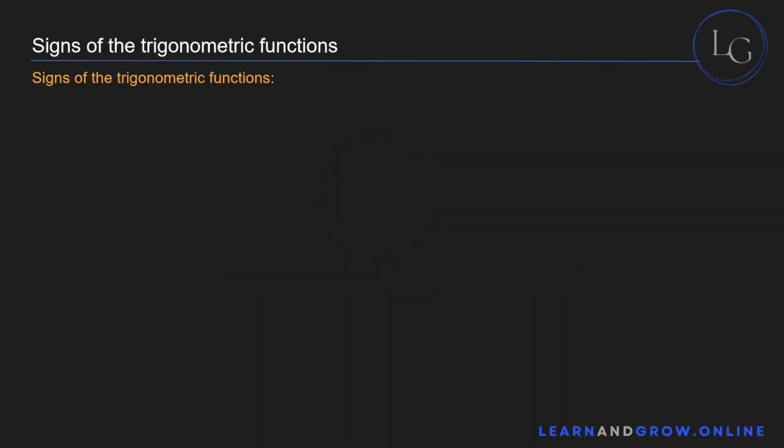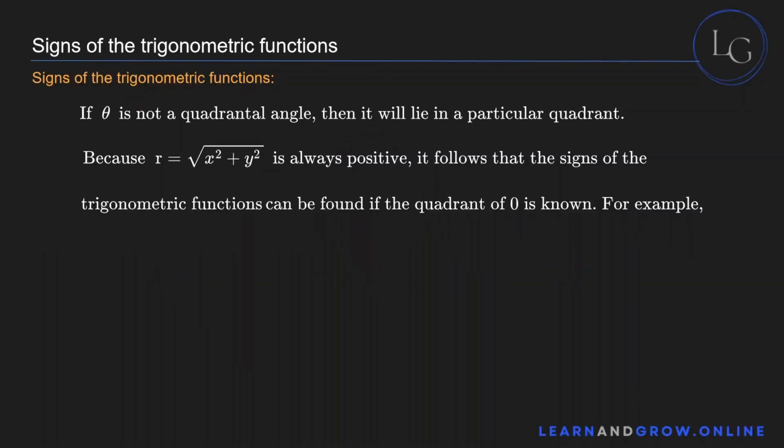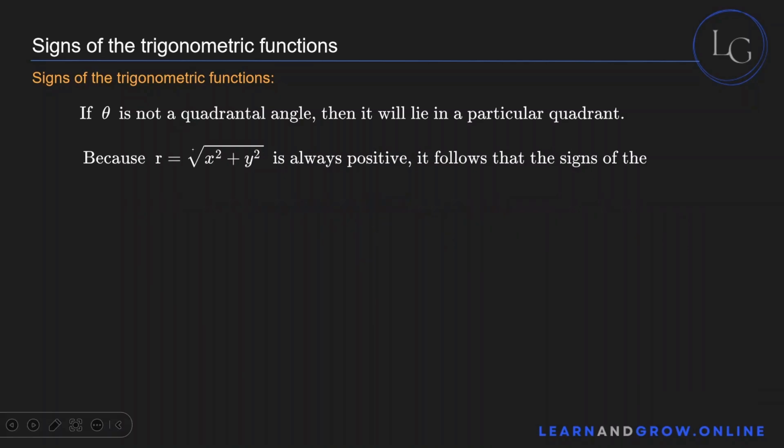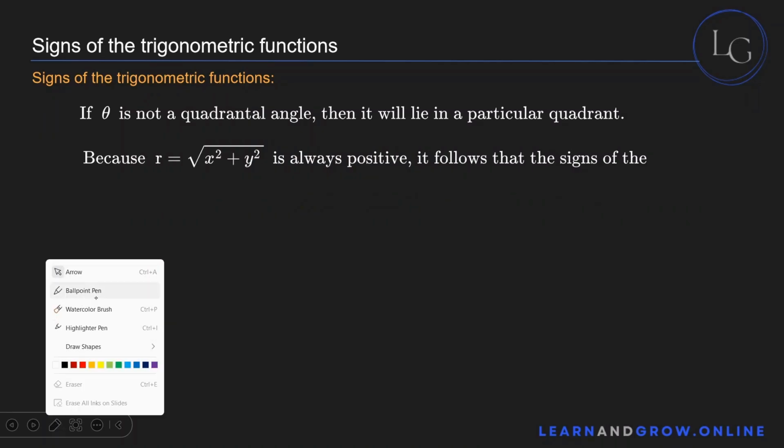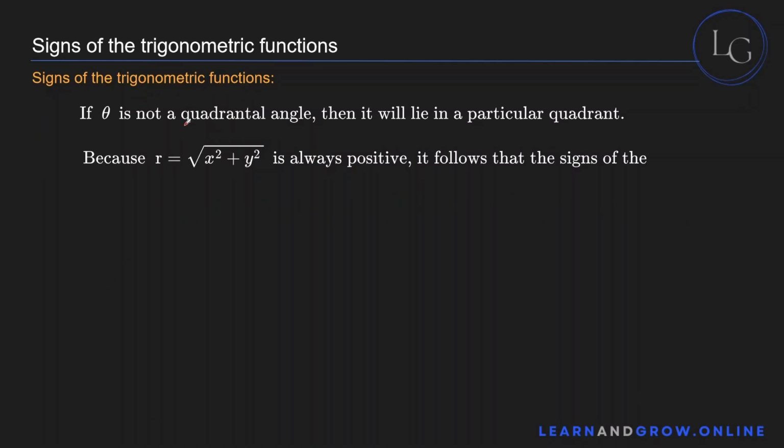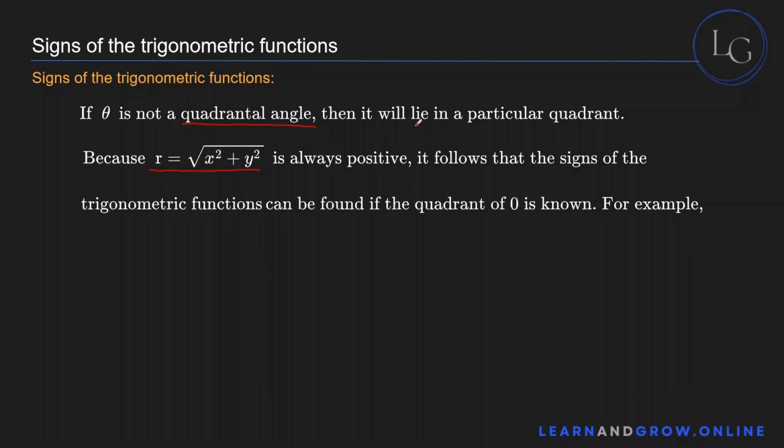Now let's see the signs of trigonometric functions. If theta is not a quadrantal angle, so basically it does not lie directly on the axis, then it will lie in a particular quadrant because this equation that defines the magnitude is always positive. It follows that the signs of the trigonometric functions can be found if the quadrant of theta is known.